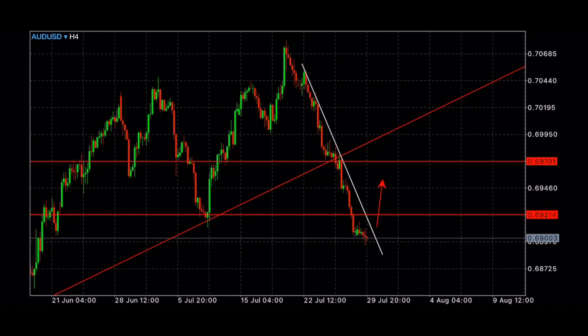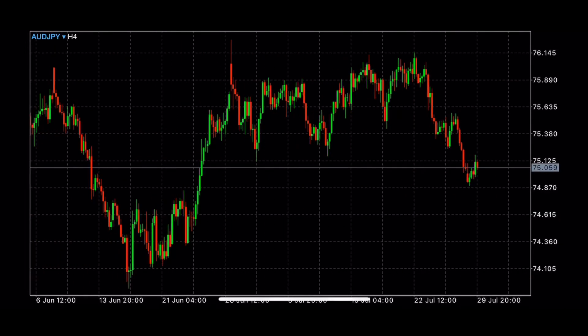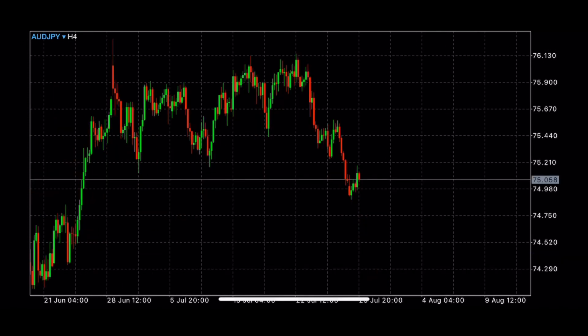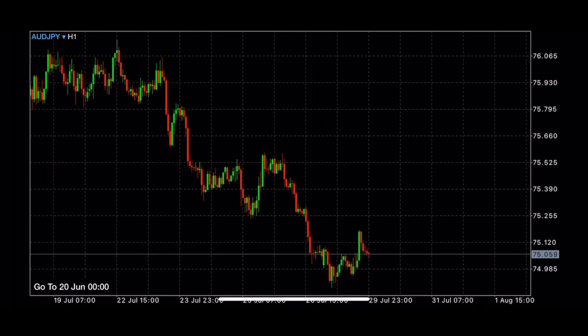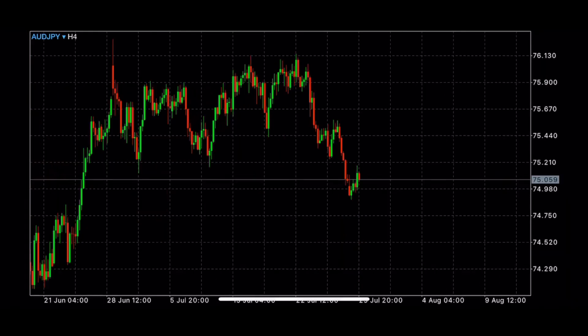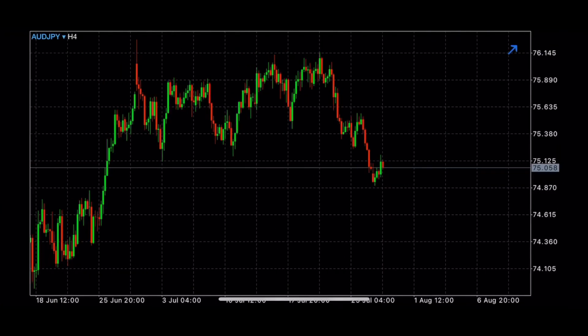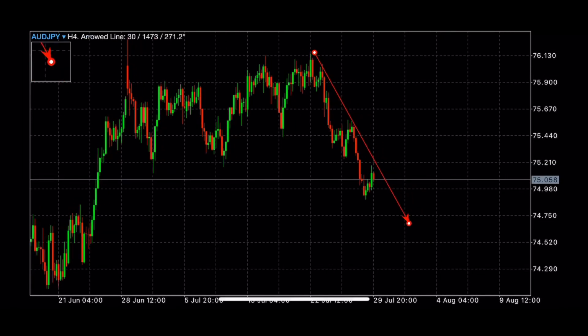All right. The next pair that we have is the Australian dollar against the Japanese yen. So with this one here, this one is a pretty nice chart. This is a very simple chart. So with this one, we have a downtrend, which is here. This is what's going on with the trend for this one, guys.